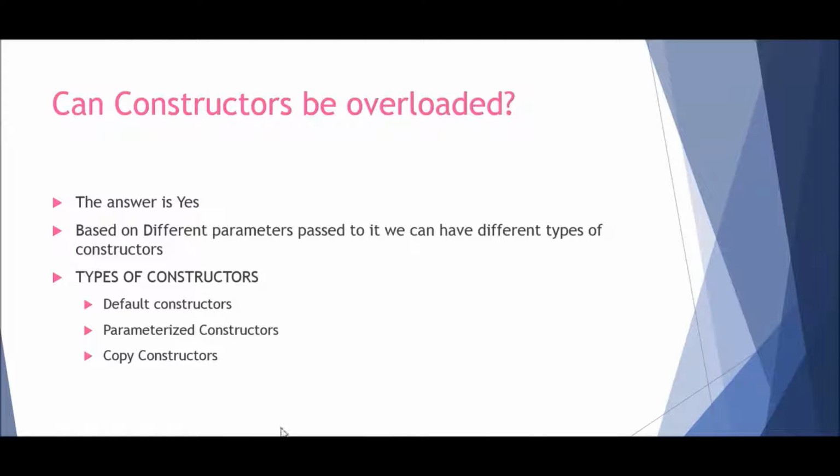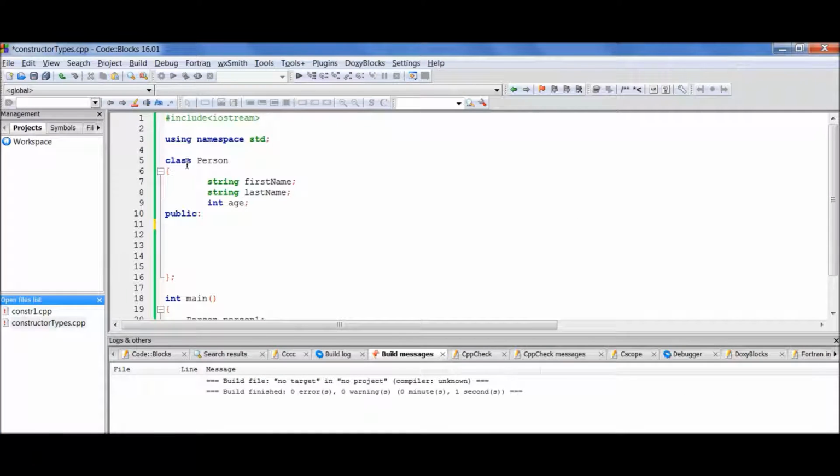A default constructor is a constructor which does not have any parameters. It is called once you declare an object. Let's see a simple example of a default constructor for a person class in the code. As you can see over here, I have created a class person which has three member variables: the first name, the last name, and the age.